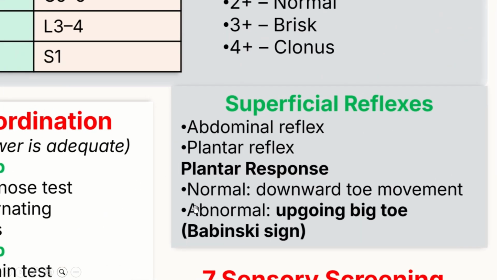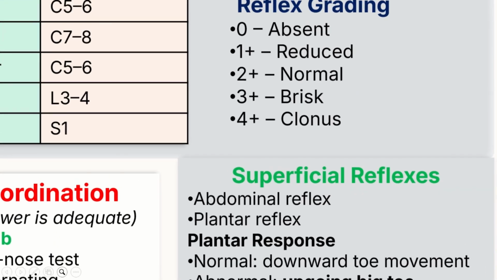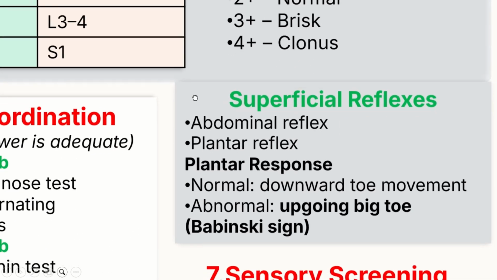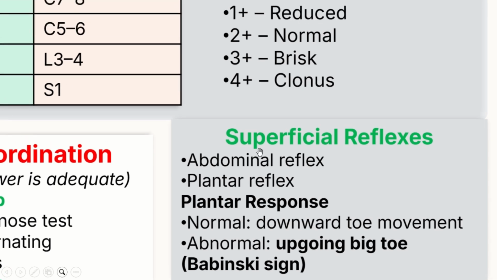Now, when we go back to the reflex a little bit, I skipped out on this. We have the superficial reflexes, and that is the abdominal reflex as well as the plantar reflex, on top of the muscle reflexes that we saw above. And then the plantar reflex is one important one.